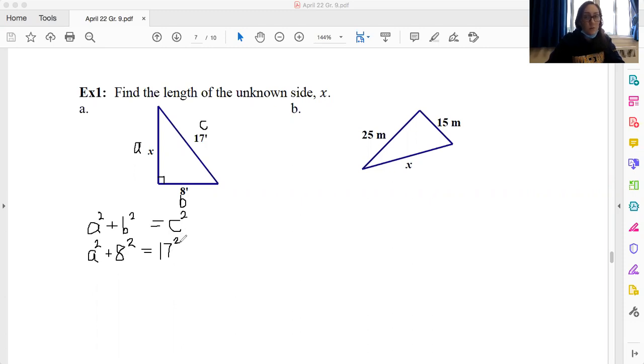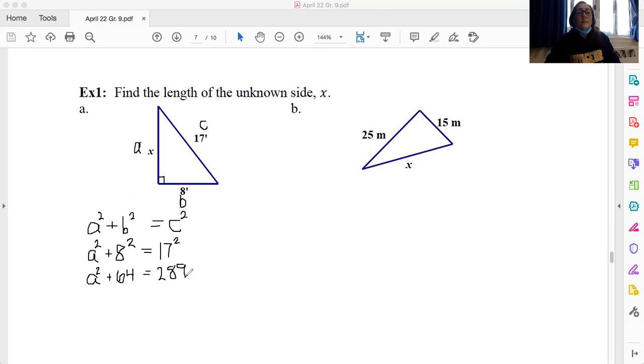Okay, so just like we did with the volume, you want to get rid of these exponents first. So that's what you're going to do. Okay, so you're going to keep your A squared the exact same. You're going to do 8 squared. So 8 squared is equal to 64. Okay, and then you're going to do 17 squared. Okay, so that becomes 289.